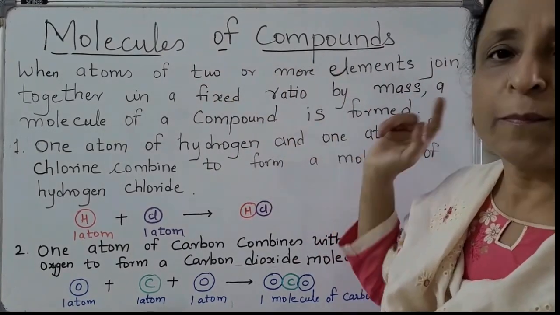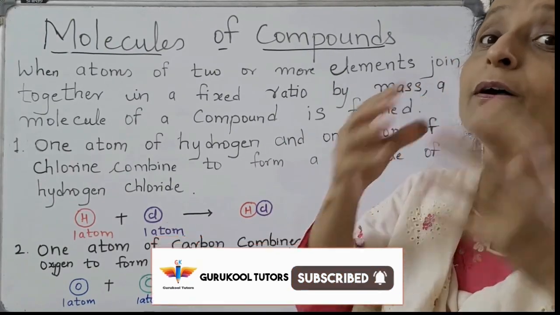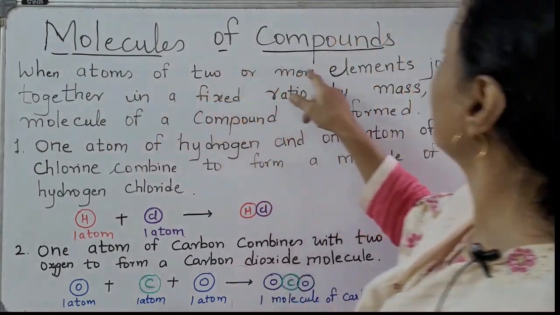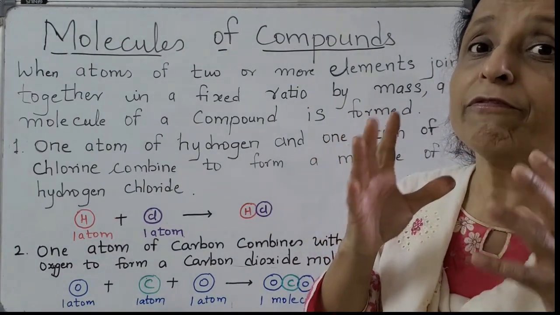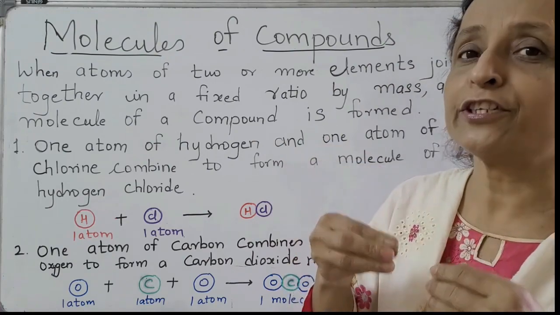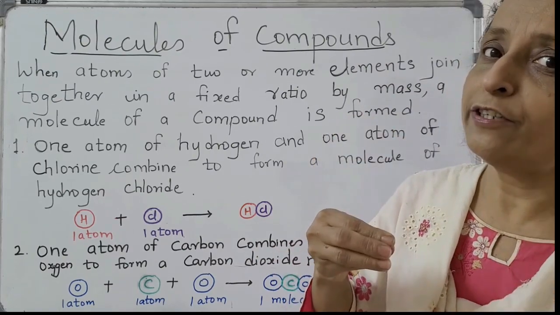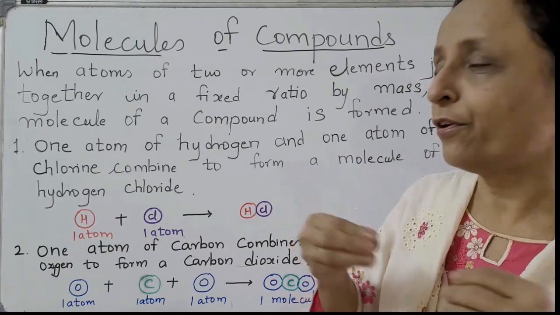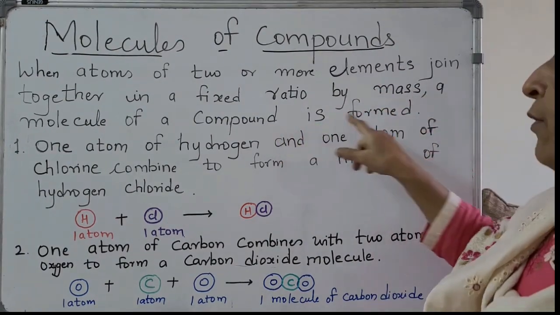Now, molecules of compound. When atoms of different elements combine, they form a molecule. That is the molecule of a compound. So, when atoms of two or more elements join together, the ratio should be fixed. When they are combining, it will always be in a fixed ratio. For example, water is formed in a fixed ratio, hydrogen 2 parts and oxygen 1 part. So they always combine in a fixed ratio, and it is the ratio by mass in which a molecule of a compound is formed.